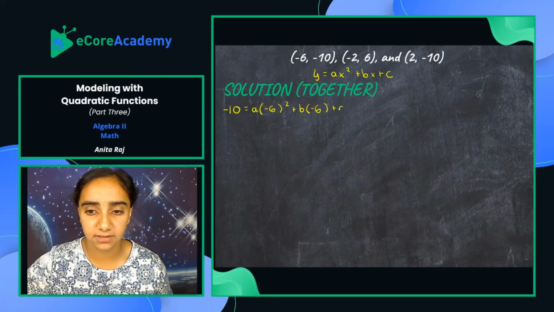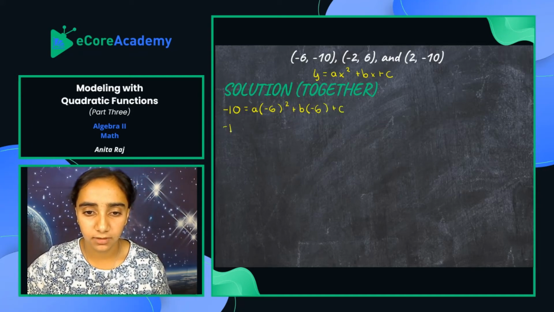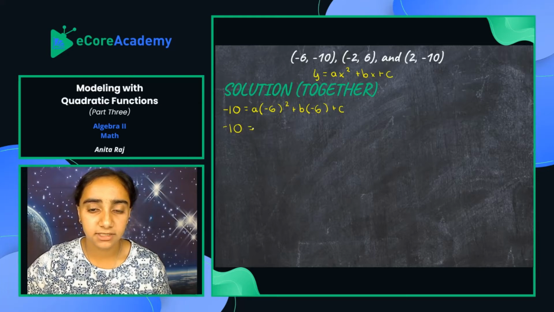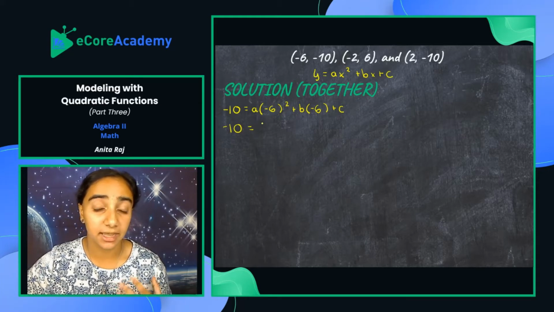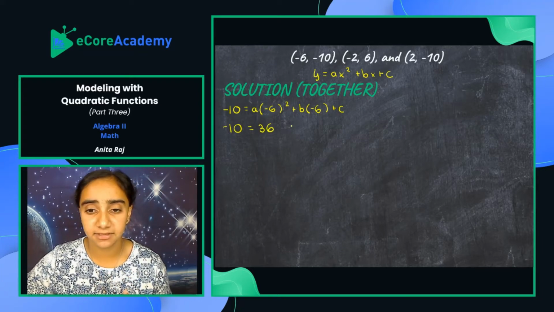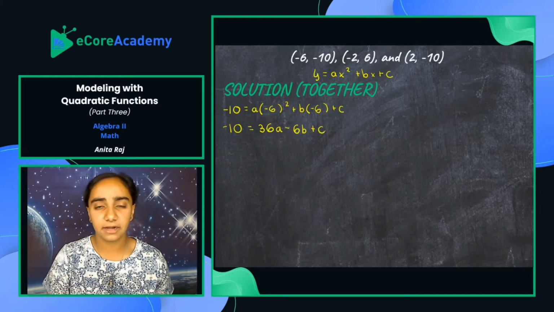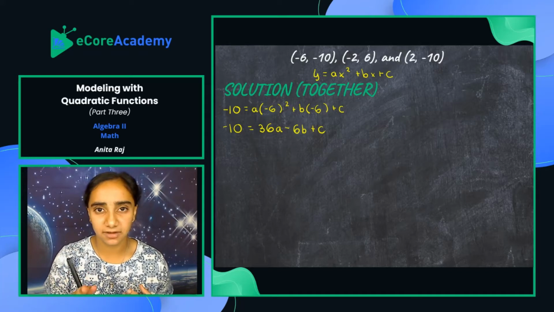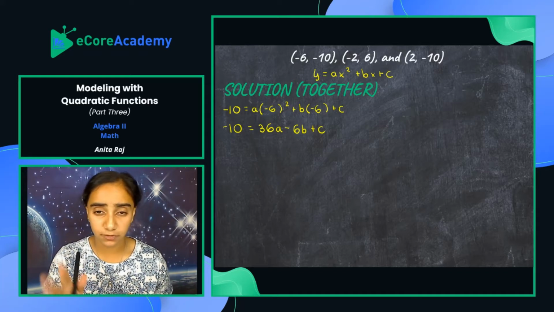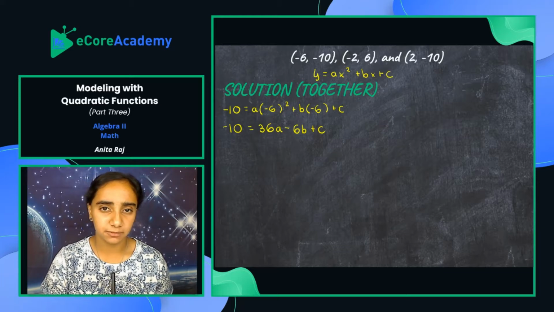So let's simplify this even more. Negative 10 equals, well, negative 6 squared is 36, and a times 36, we can just rewrite that as 36a. The next one, b times negative 6, we can just rewrite as negative 6b. And lastly, we just have that plus c. So that is the most simplified you can go. I mean, you can't divide this by 2. I'm sorry, that's just as far as you can go. That is the most simplified we can make it.